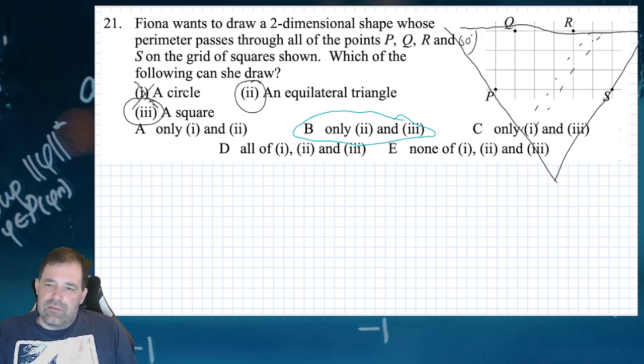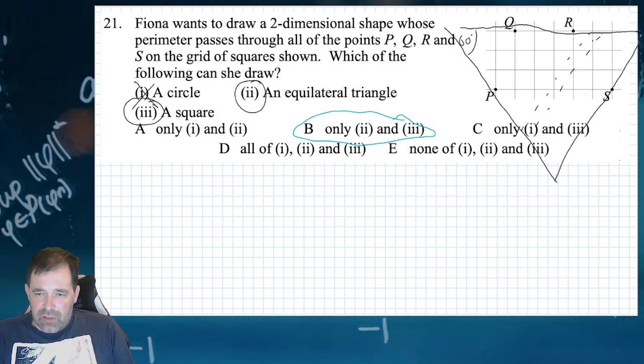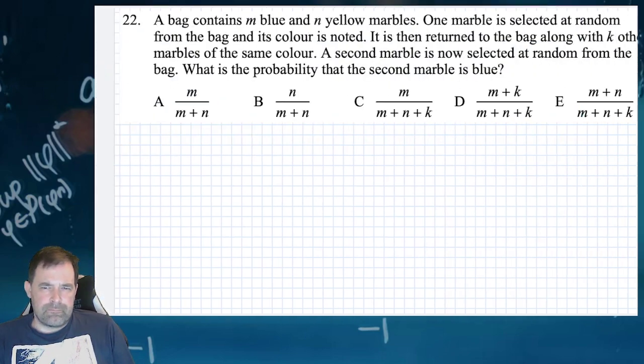Yeah, I think the key is that the base can't go through P and S. P and S have to be on opposite edges, but they can't. The base of the equilateral triangle can't go through P and S because Q and R won't line up. So I think something like this would work as a rough estimate. Don't like it.